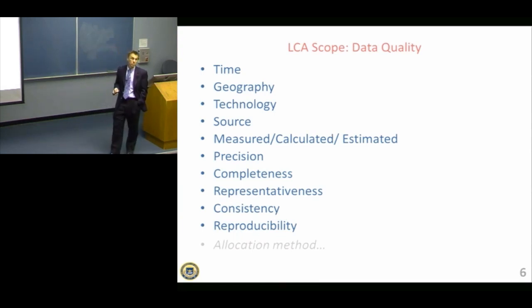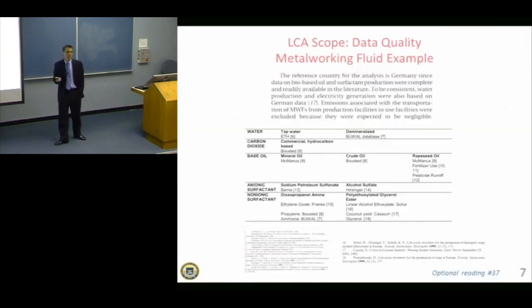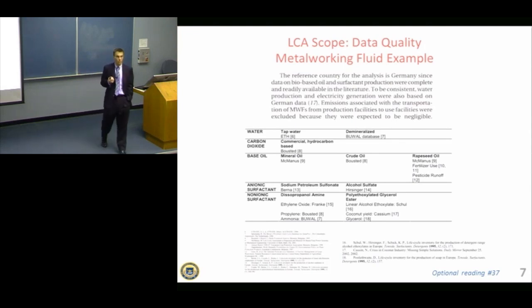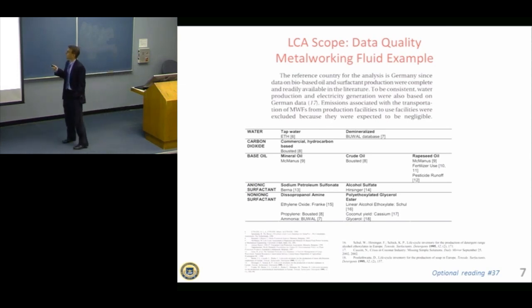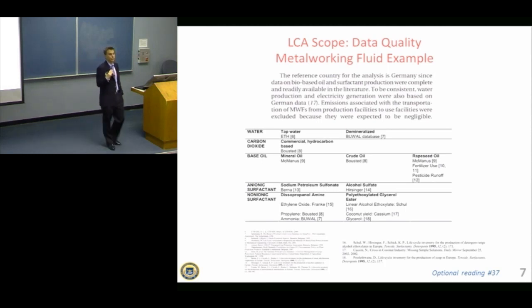We talked about a number of characteristics of good data sets. And so if we apply those characteristics to the metalworking fluid case study that we're looking at, remember we were comparing a mineral oil-based metalworking fluid with a rapeseed oil-based vegetable oil cutting fluid. And again, this is coming from optional reading 37. There's a paragraph here I wanted to share with you talking about data representativeness and geography. So if we look at that example, a line from the paper goes like this.